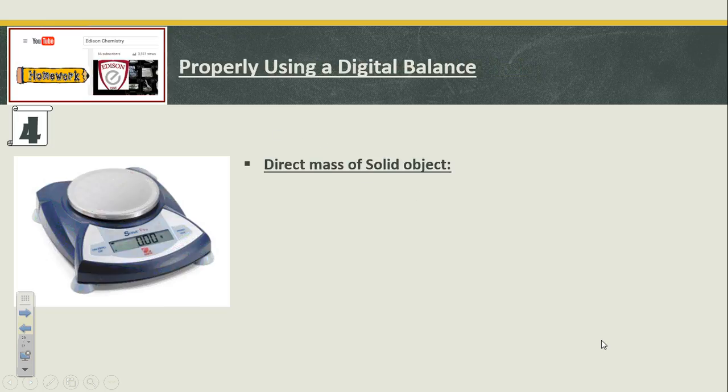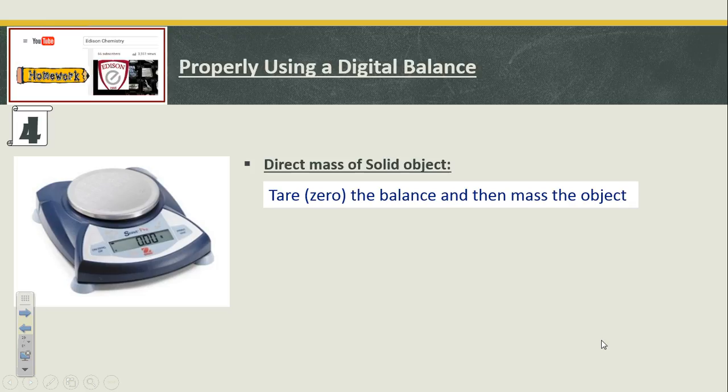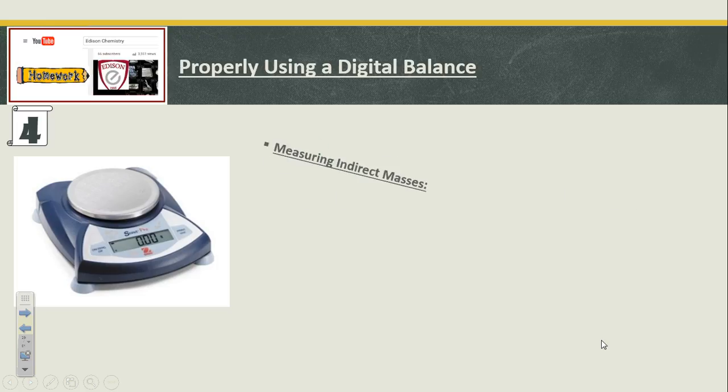Mass. Mass of a solid object is very simple. You put it on the scale. Make sure the scale says 0 first, but then you put your solid object on it, and then you read the mass. Indirectly massing is very important for doing things like powders.